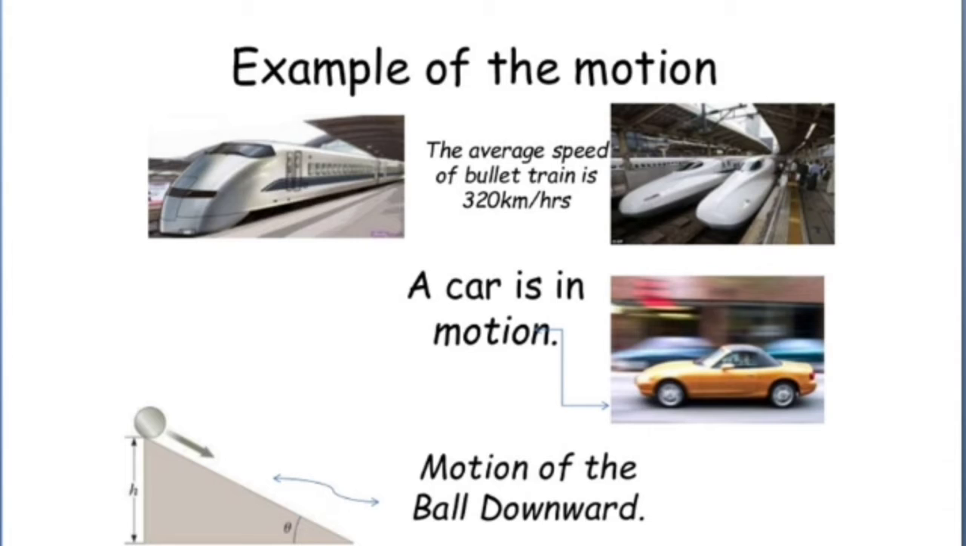As well as the car, the car is moving with respect to the surroundings and time, as well as this ball which is moving down the slope. These are the examples of motion.